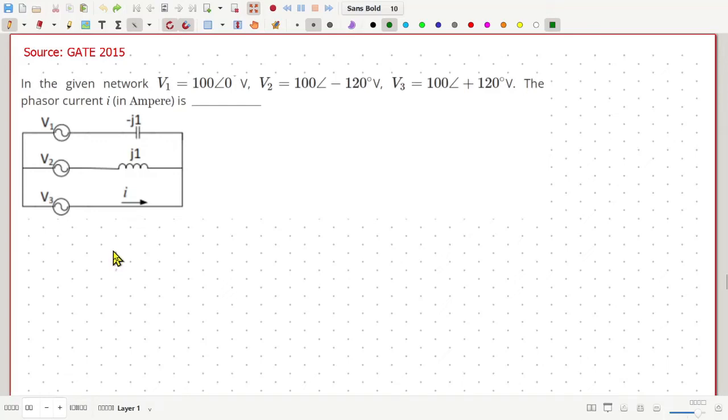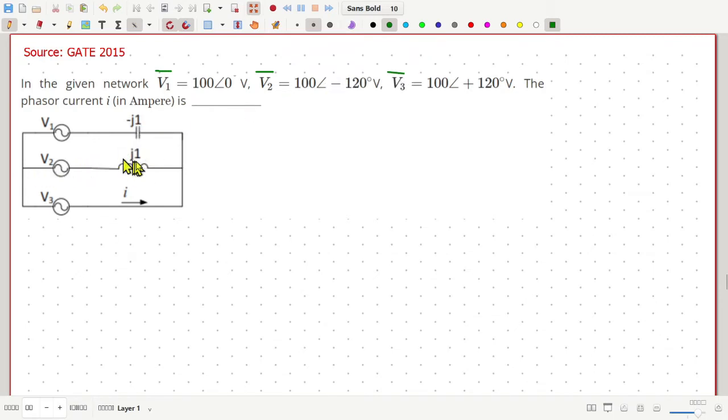We shall solve some questions related to three-phase AC circuits. In this first question, we have a star-connected three-phase supply, a balanced supply. The phase voltages are given as V1, V2 and V3. Let us put bars above V1, V2 and V3 to indicate complex numbers or phasor values.